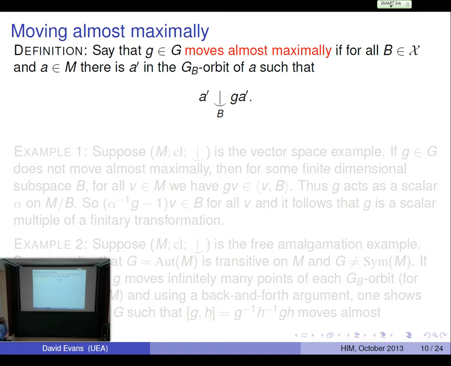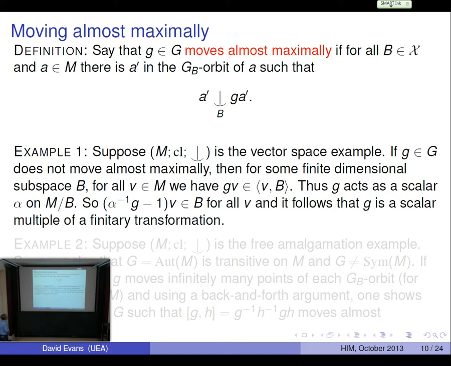Okay, so again, this terminology comes from the Tent–Ziegler paper. Let's, for example, take the vector space example. What happens if a linear transformation here doesn't move almost maximally?